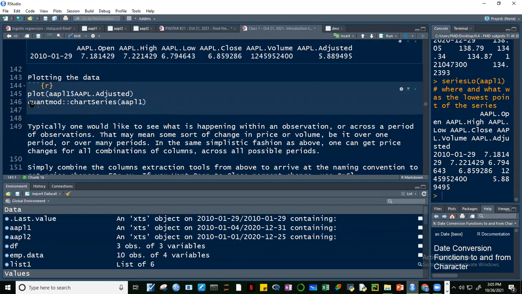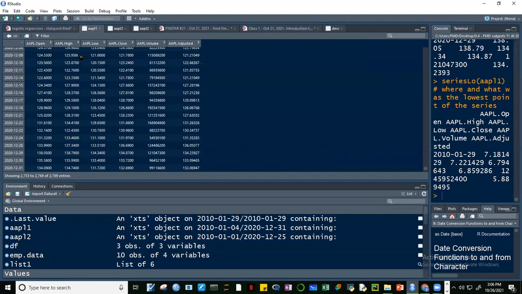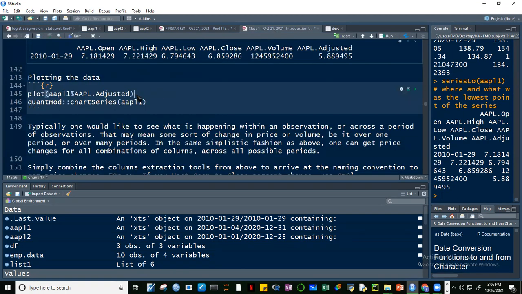Here we're using base R. The plot function allows us to plot particular objects. In this case, what we want to plot is Apple 1, and then the dollar sign indicates the specific column that we want plotted. So plot the object Apple 1, and specifically the column Apple.adjusted. As you know, guys, this is the adjusted price, the last column. So let's run this.